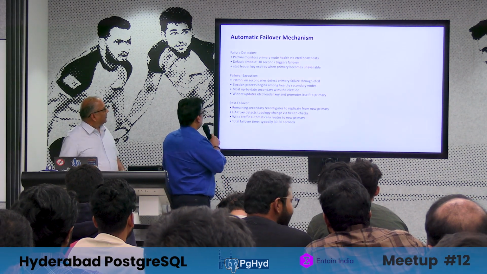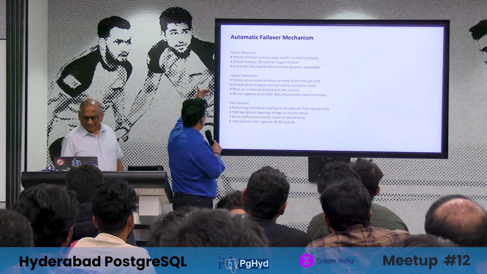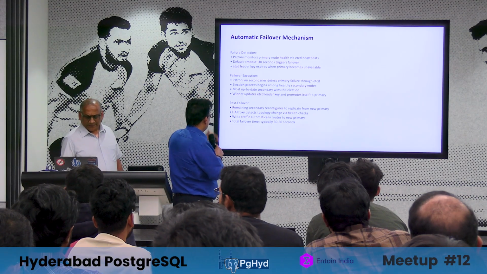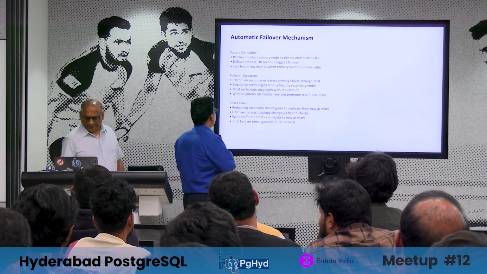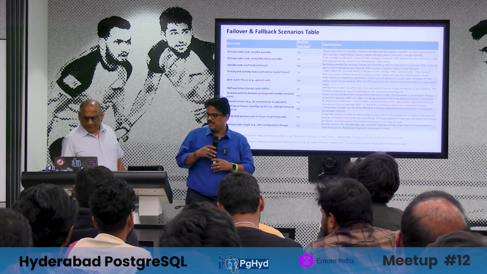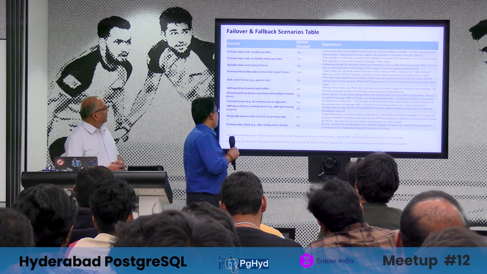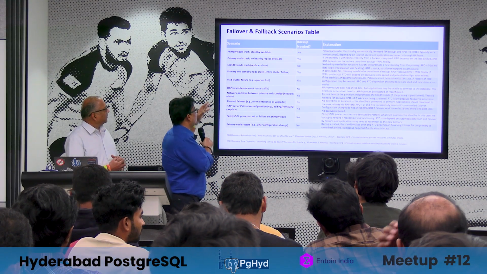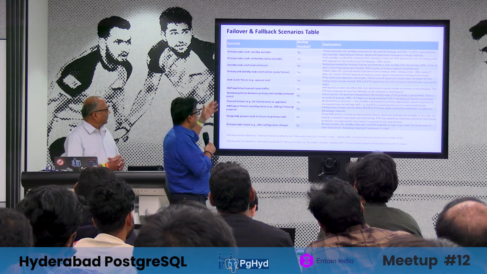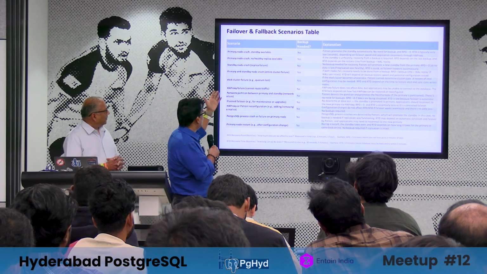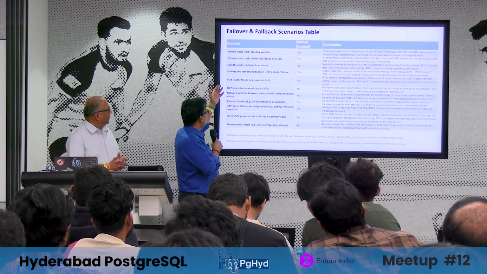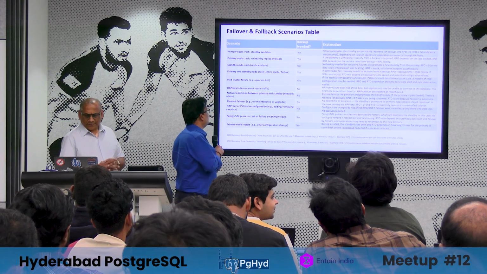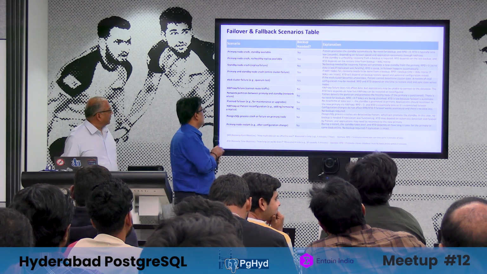Okay. Automatic failover mechanism. So failover detection, failover execution, and these are the post-failover things that we can see in the automatic failover mechanism. So these are the failover and fallback scenarios. Here, primary node crash, standby available, backup needed? No. And primary node crash, no healthy replica available, yes, you require a backup.